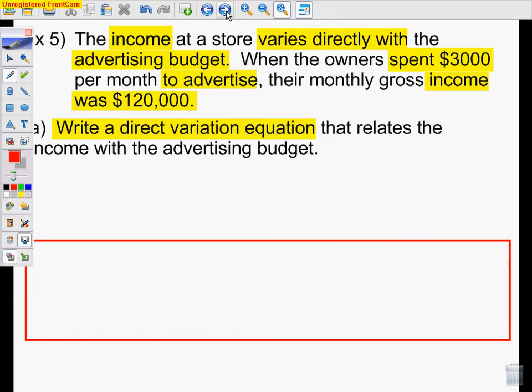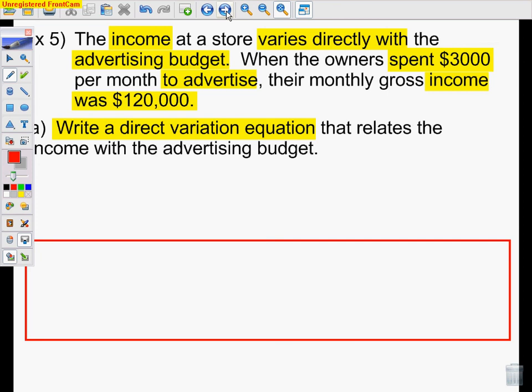Alright, here we go. Write down what's bolded in yellow. The income at a store varies directly with the advertising budget. When the owners spent $3,000 per month to advertise, their monthly gross income was $120,000. Write a direct variation model that relates the income with the advertising budget. Now, you probably want to go ahead and pause the video so that everybody can write that down real quick.